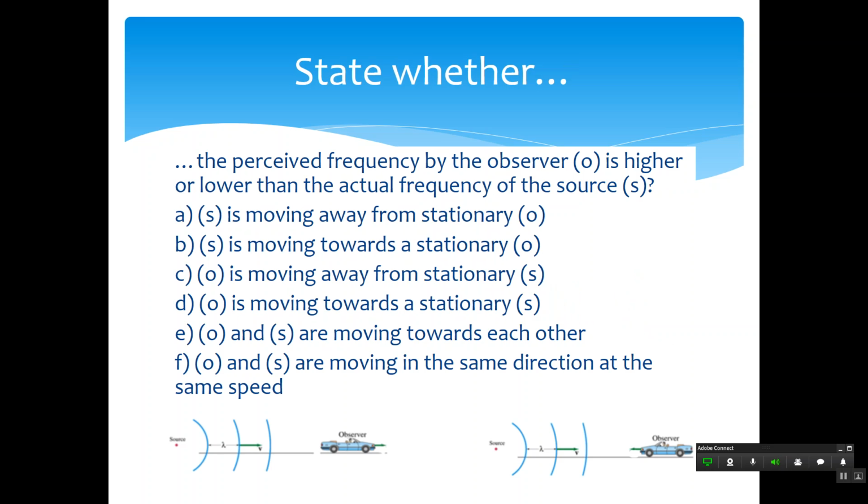So I wanna ask you guys these questions. I'm gonna go through every single possible combination, if you will. I labeled S as the sound source, the thing that's making the sound, and O as the person or object that's hearing the sound. So if the source is moving away from a stationary observer, does the observer hear higher or lower frequency compared to the one that's moving? Lower. Okay, so right here, lower.